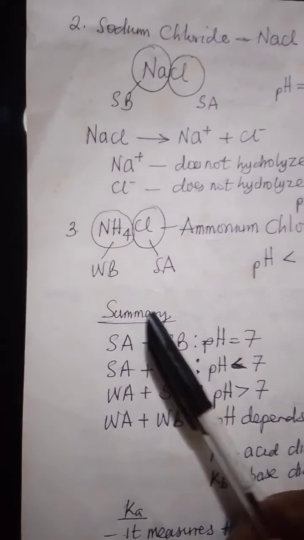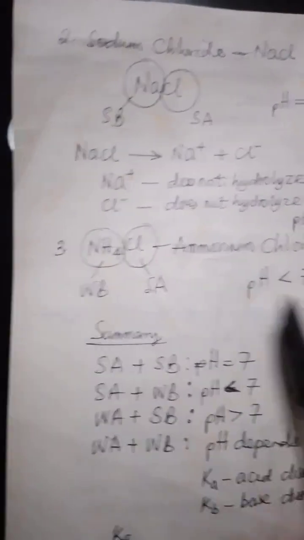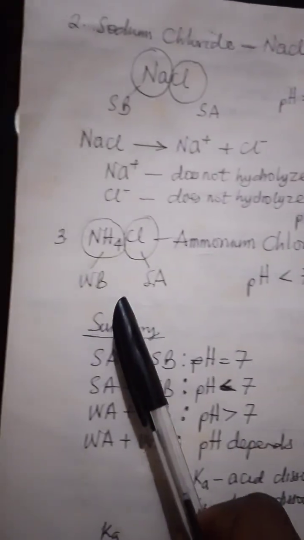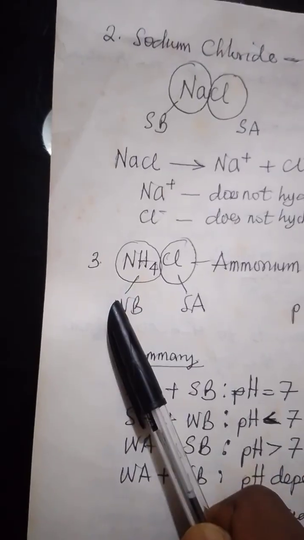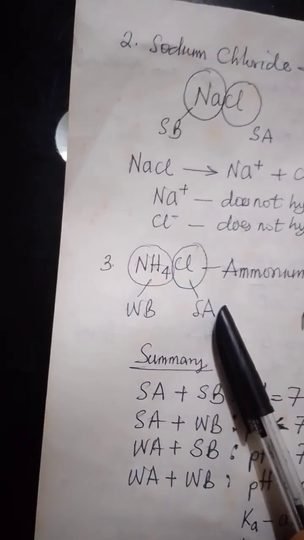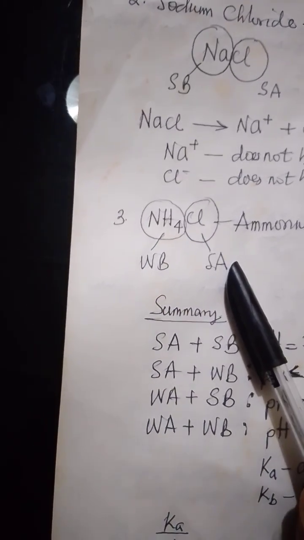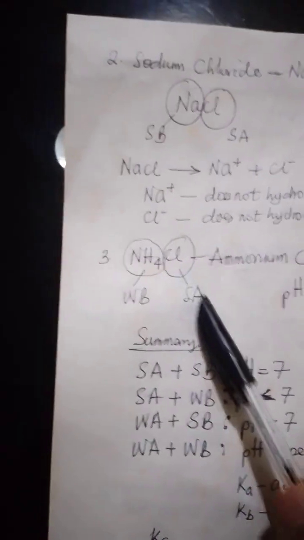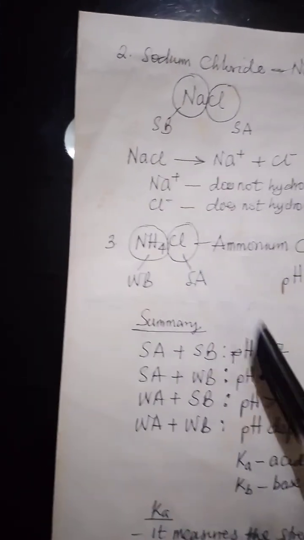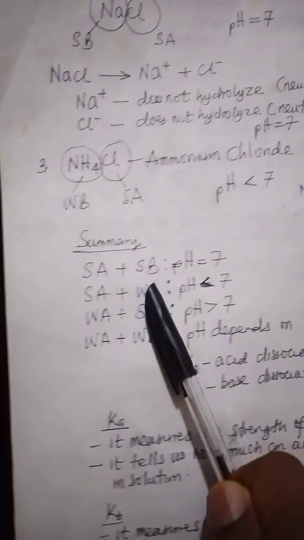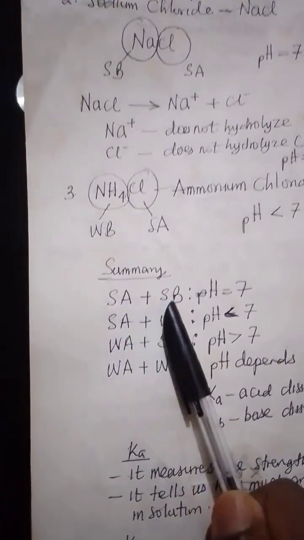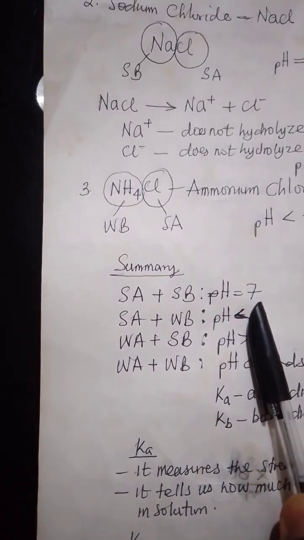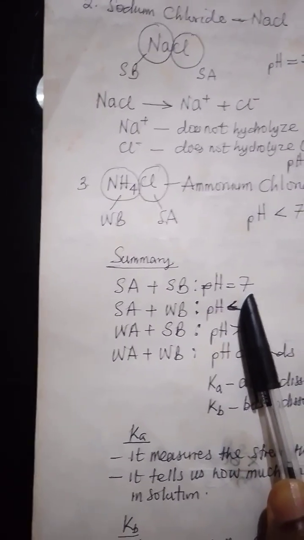Looking at it ordinarily, without going through this method, we can just say that it's from a weak base, NH4. Cl is from a strong acid. The stronger rules the environment, and so the pH is less than 7 since the acid is actually ruling the environment. Summary now. If you have a strong acid and a strong base, the pH of the resulting solution will be equal to 7.